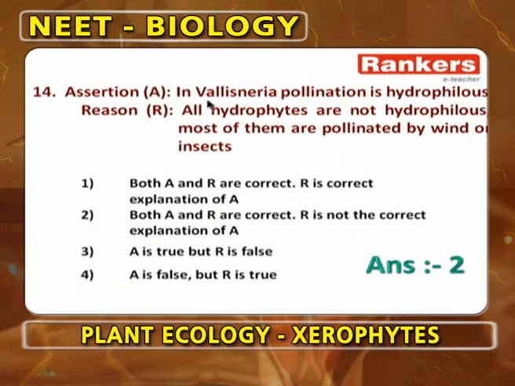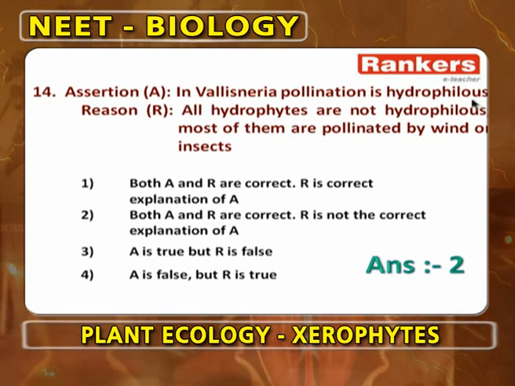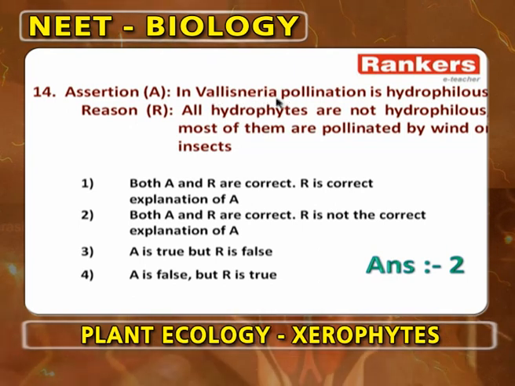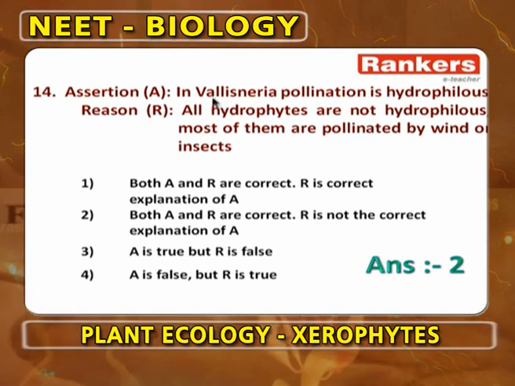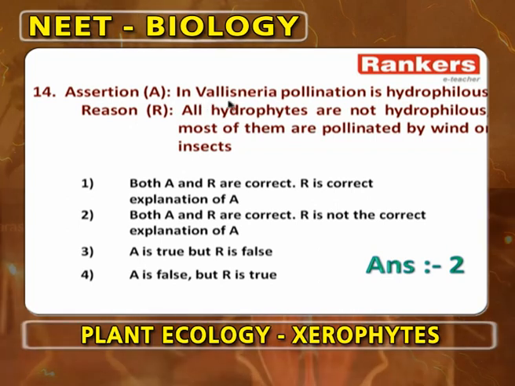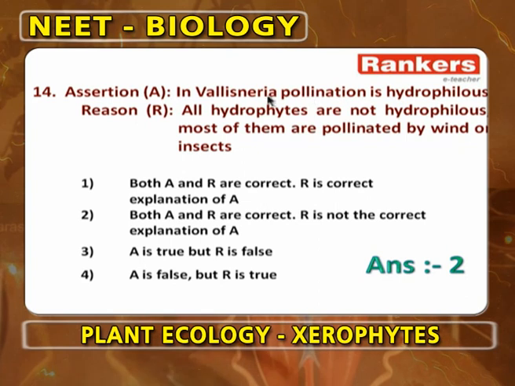This is another assertion reasoning question. In Vallisneria, pollination is hydrophilous. Definitely, Vallisneria is a dioecious plant, with separate male plant and female plant. The male plant releases the flowers which float on water like small boats. They come and touch the female flower. Anthers touch the stigma of the female flower and liberate the pollen grains. So pollination occurs on the surface of the water. This is called epihydrophily. All hydrophytes are not hydrophilous. Most of them are pollinated by wind or insects.